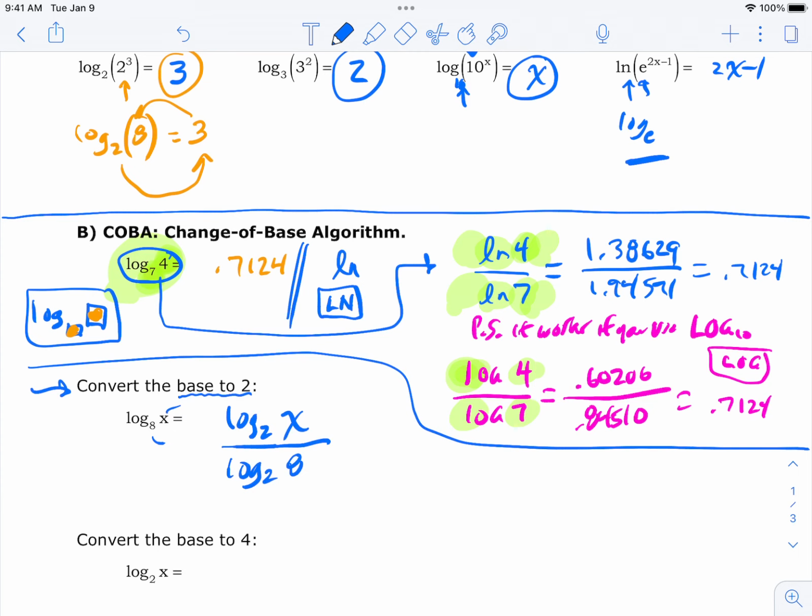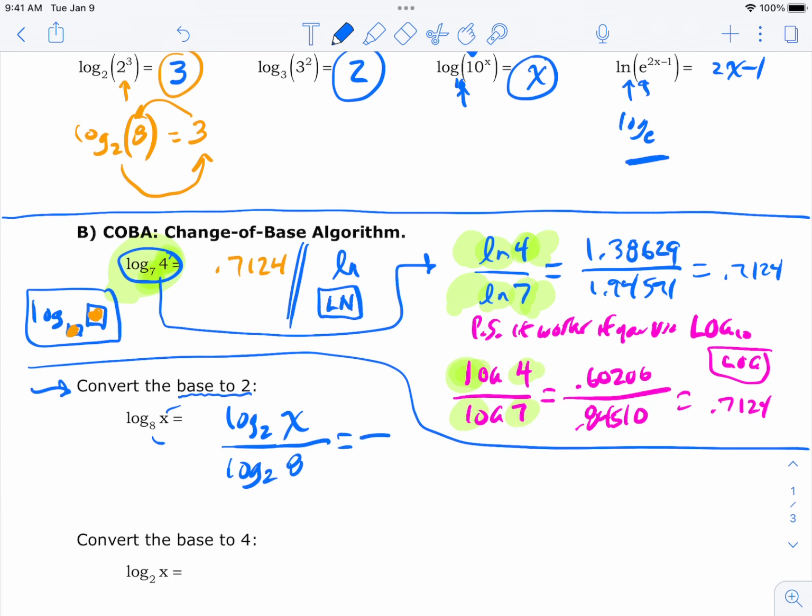So notice you always have that part's the same, right? The x is on the top, the 8's on the bottom. I wanted a base 2, so that's why I'm using log base 2's in these spots. Okay, so let's get this stuff out of the way. Okay, so what is that?